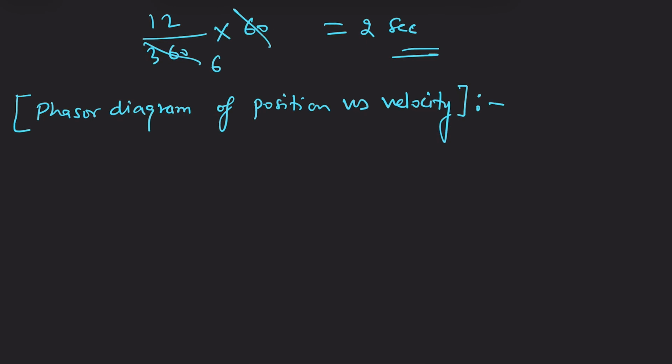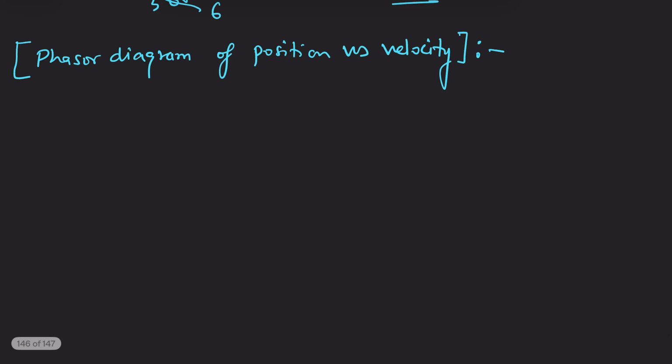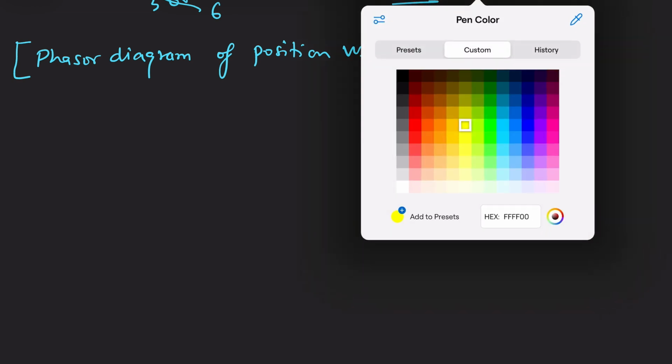Hello students. So today we are going to continue this phasor diagram tool lecture. As I had asked you, there is one more lecture I'm going to cover, and in that we will talk about the phasor diagram of position versus velocity. First let's understand the concept, and then we can see some problems on this. That would be done, and then we are done with the phasor diagram, and then we can move forward.